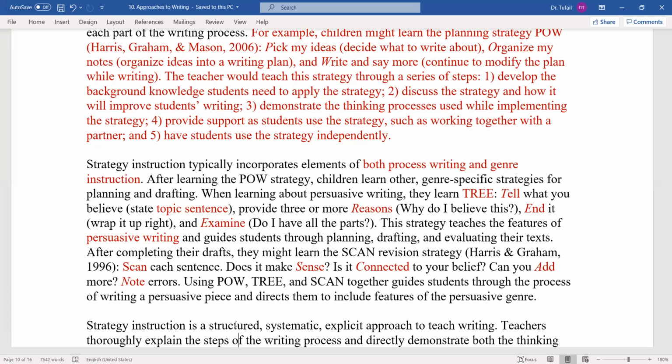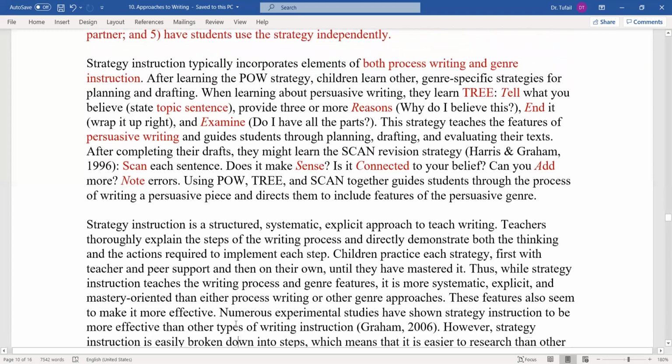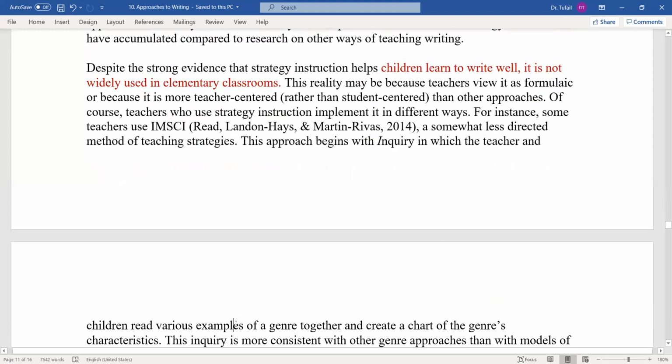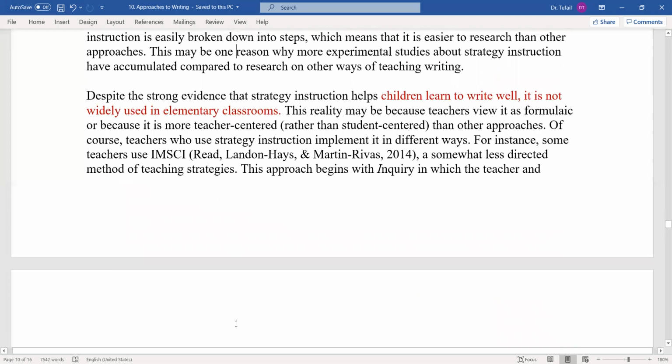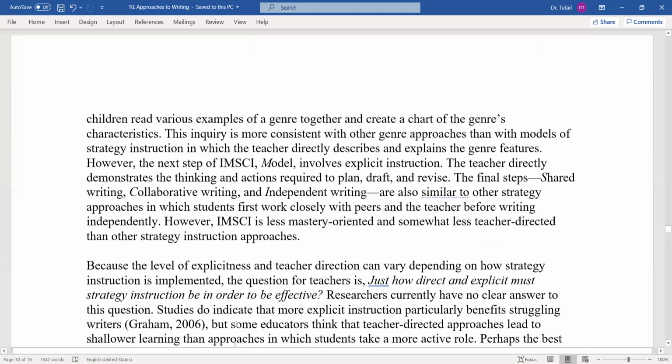So POW, TREE, SCAN, these strategies they introduced, and with their help we can improve students' development, and they are used in different ways. There is also strong evidence that strategy instruction helps children learn to write well. It is not widely used at elementary level, but it is used at secondary and higher secondary, at university, and for grown-up students it is very good.